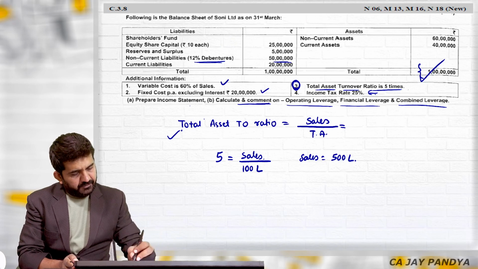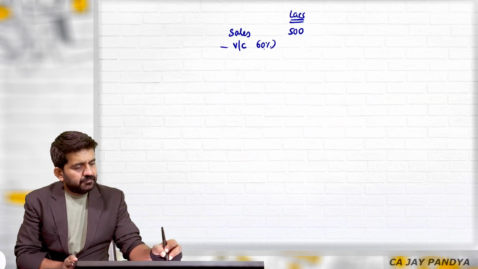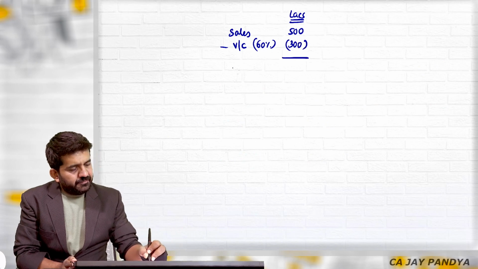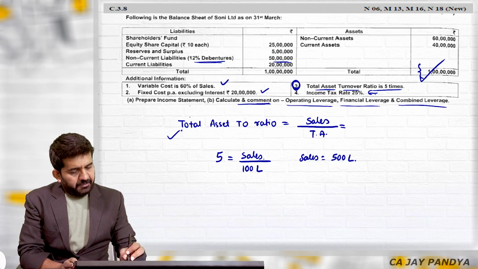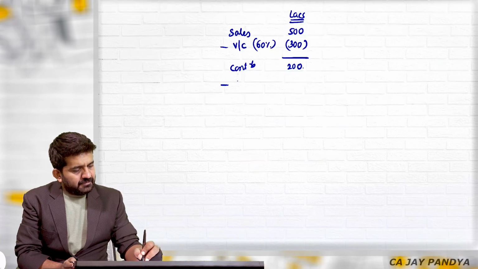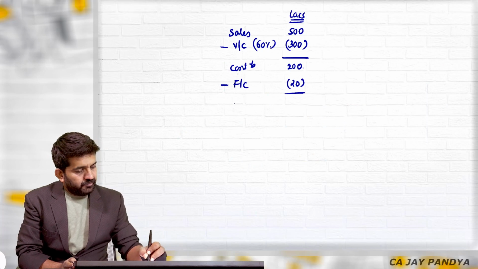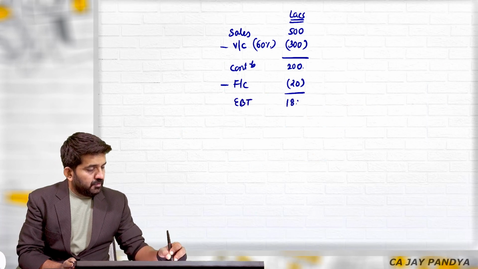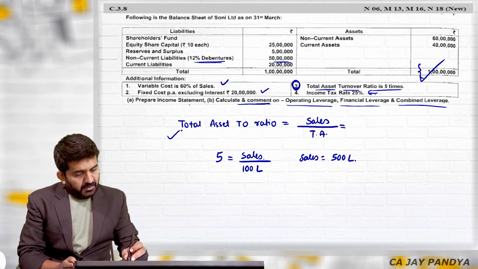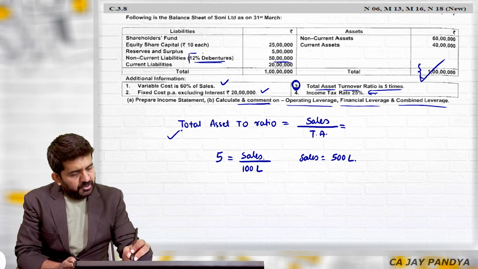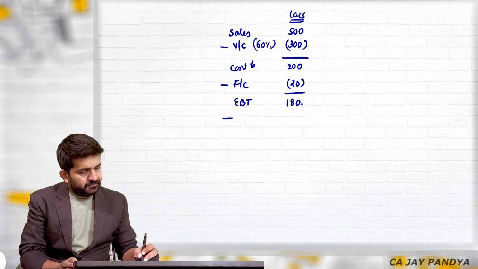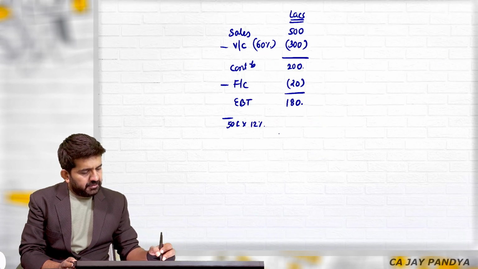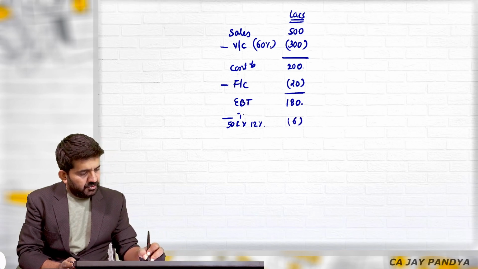minus variable cost is 60% of sales, that is 300 lakhs. Contribution will be 200 lakhs. This is nothing but profitability statement or income statement. Fixed cost excluding interest is 20 lakhs. So EBIT will be 180 lakhs. Interest, I can find out: 12% into 50 lakhs. So that will be 6 lakhs. 50 lakhs multiplied by 12%. This will be interest.